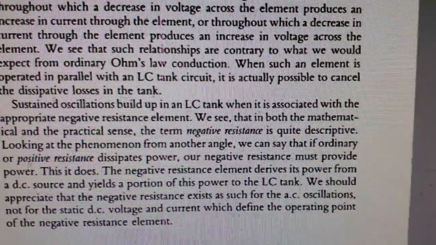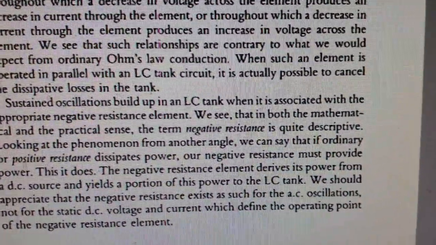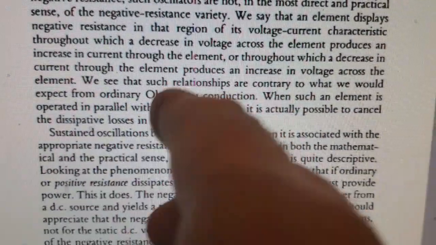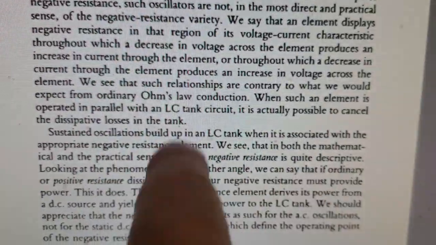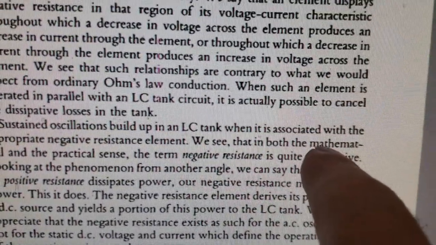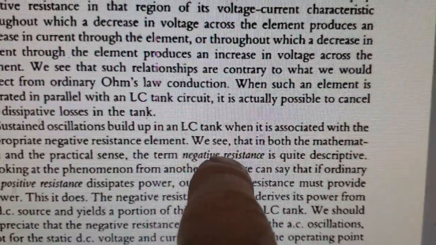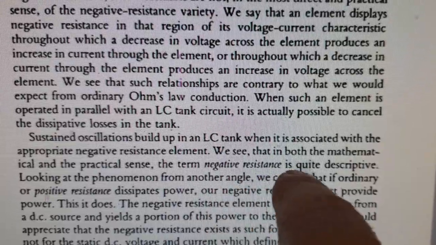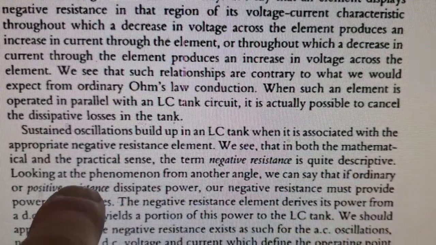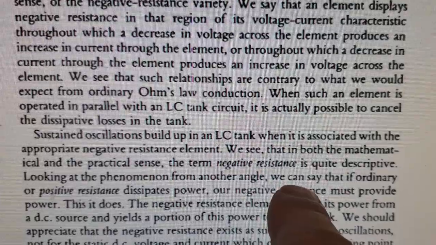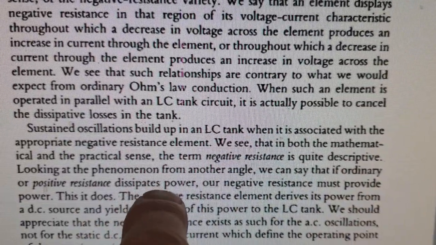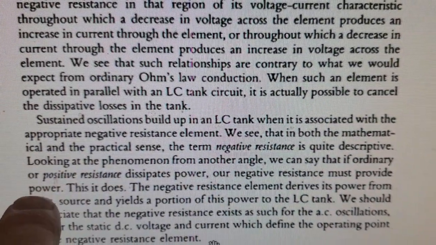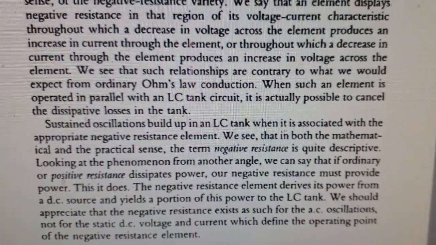So what else does he say? Let's finish this out. So just to wrap this up, he's saying when you have negative resistance in parallel with an LC tank circuit, sustained oscillations and they build up. We see that in both the mathematical and the practical sense. The term negative resistance is quite descriptive. Looking at the phenomena from another angle, we see that if ordinary or positive resistance dissipates power, our negative resistance must provide power. This it does.